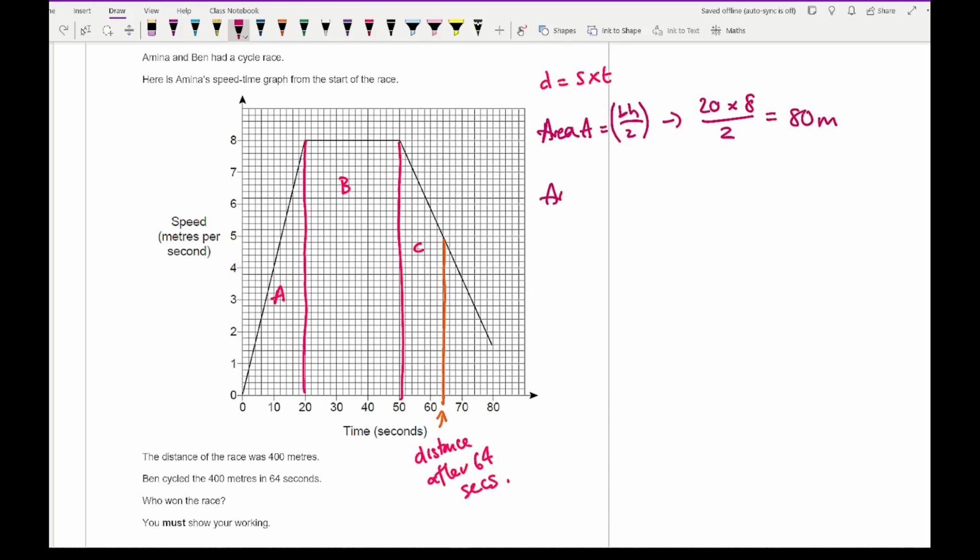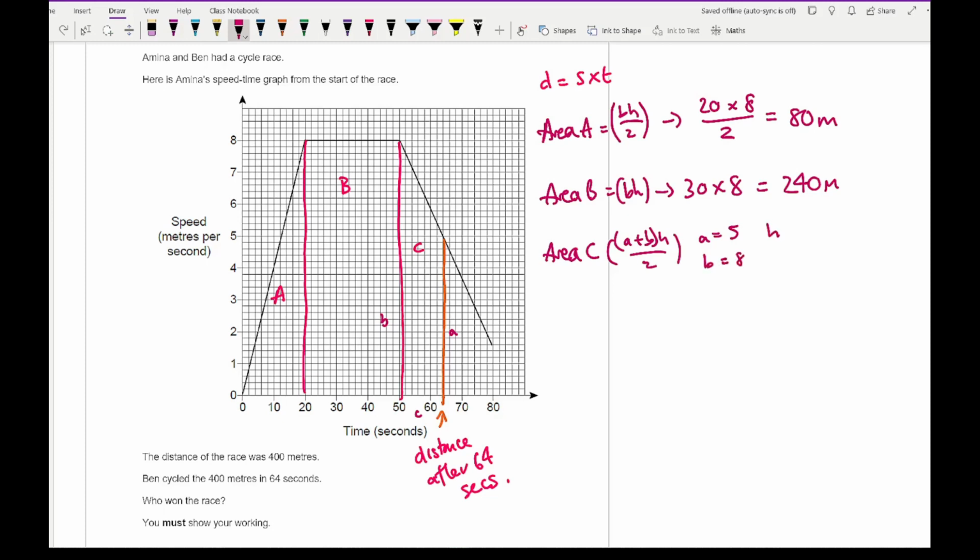Then looking at area of B, which is a rectangle, so it's just base times height, and that's going to be 30 multiplied by 8, which gives me an answer of 240. Then for the area C, which is a trapezium, it's going to be A plus B times H divided by 2. So this is A, that's B, this is C. Here A is going to be 5, B is going to be 8, and H is the height, which is 14 seconds.